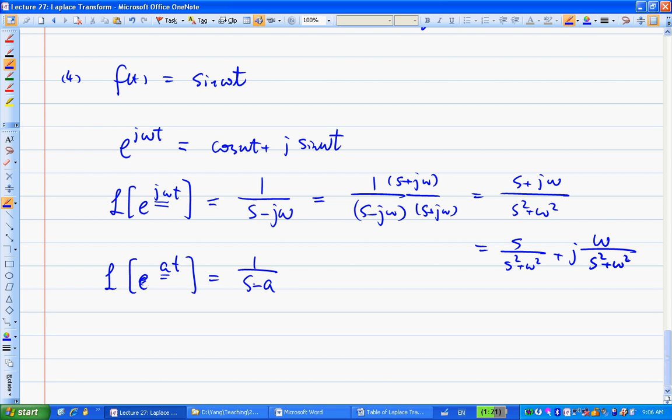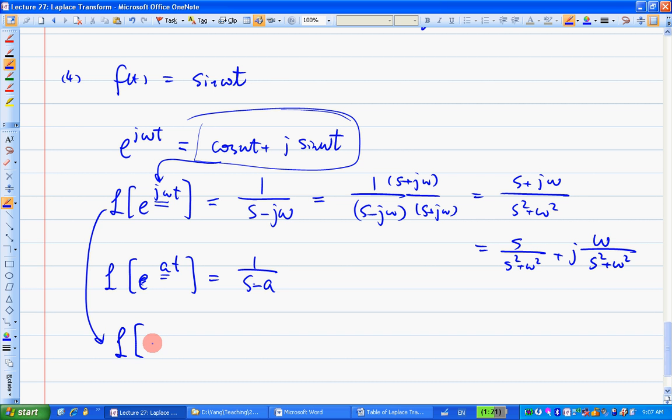Is that clear? That's basically a simple complex number operation, right? So multiply by the conjugate. So what is e to the power j omega t again? It's this guy here. So if I plug this into this bracket, I'm going to rewrite it here again. So this is the Laplace transform of cosine omega t plus j sine omega t, right?